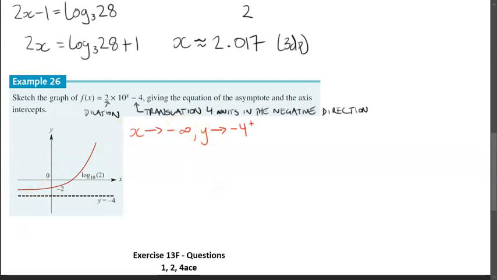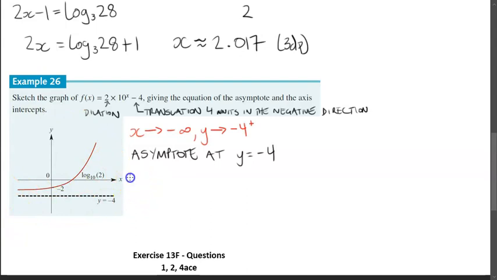With that said, our asymptote is at y equals negative 4. So at 0, 1, 2, 3, negative 4, we have our asymptote. It tends towards that line, but it will never, ever touch it. Now let's find our y and x intercepts. The y-intercept is the easy one. The x-intercept is where we use our logarithm.